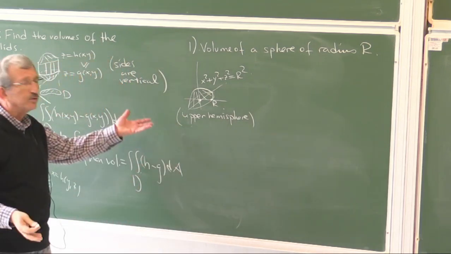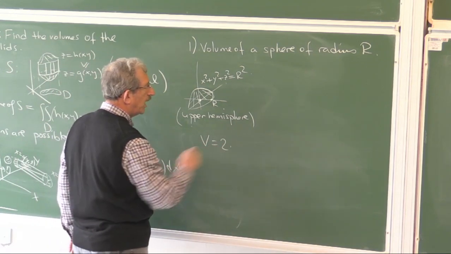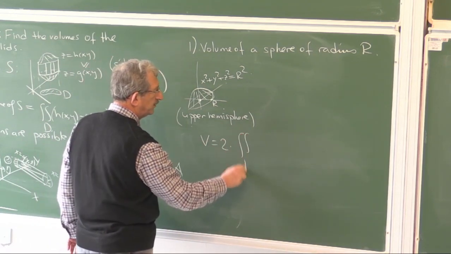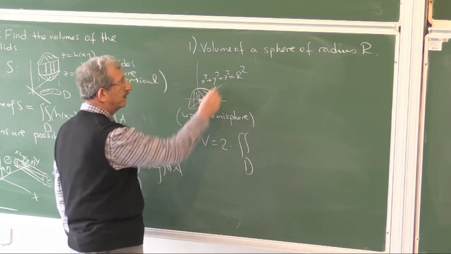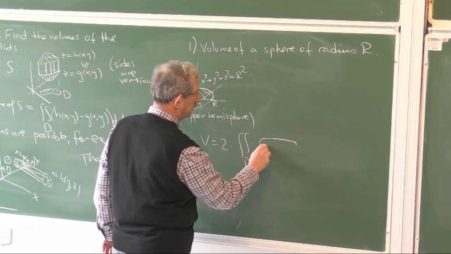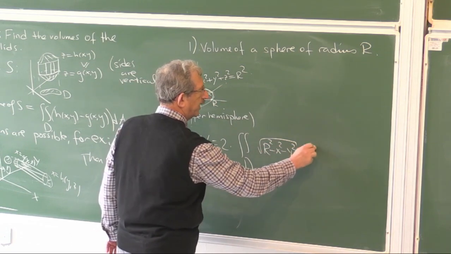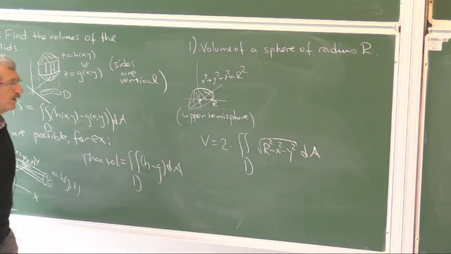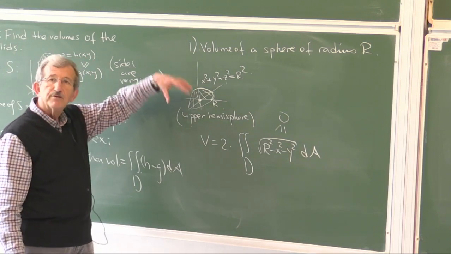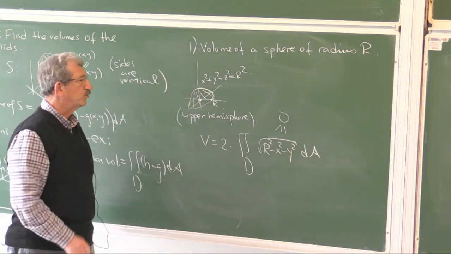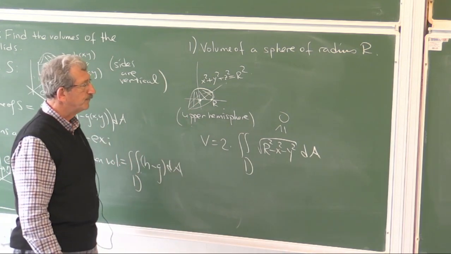Okay, why? Because we want to use the symmetry. Actually, it doesn't matter at all. But then the volume would be 2 times the double integral over D of the height. Well, the height is the root of r squared minus x squared minus y squared dA. Because this is a positive function, we get the volume below it and above the xy plane, but we multiply it by 2 because of symmetry and so on.